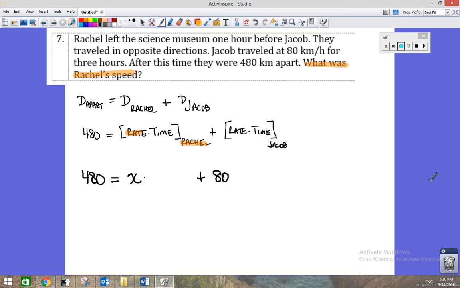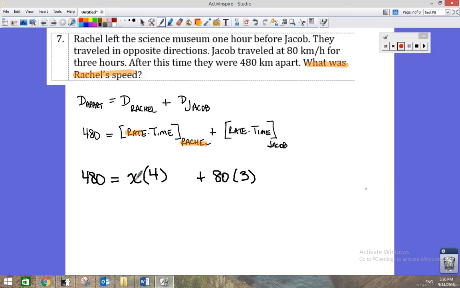Now, Rachel left before Jacob, so she has been traveling longer. Jacob traveled for 3 hours. If Rachel left an hour before that, then when they're that distance apart from each other, after Jacob has been driving for 3 hours, Rachel has been driving for 4 hours. She's driven an hour longer. She left an hour before Jacob ever left.